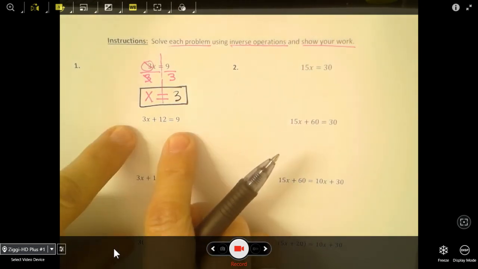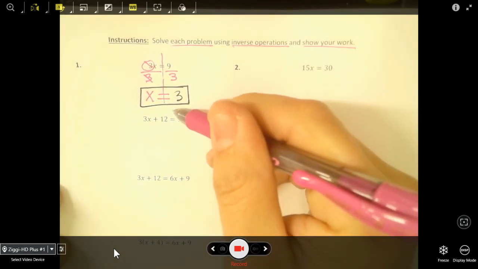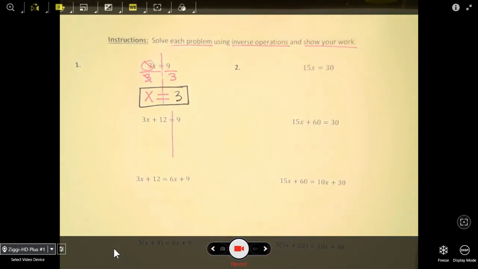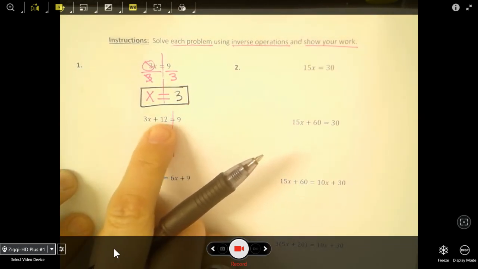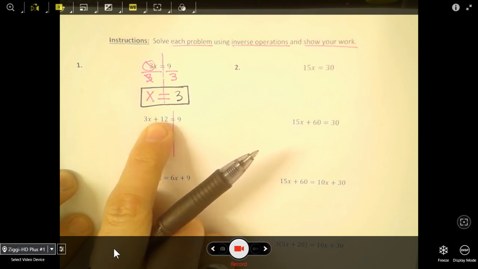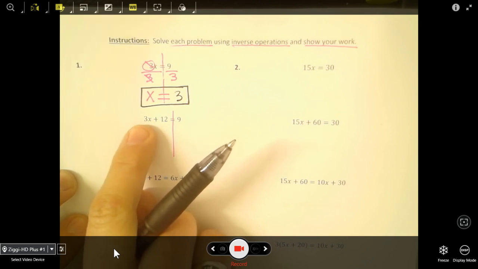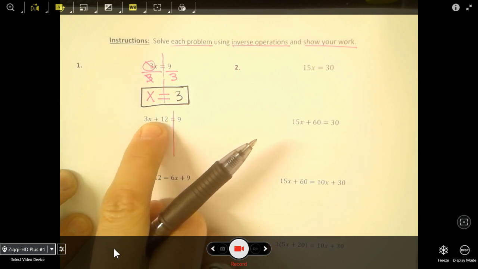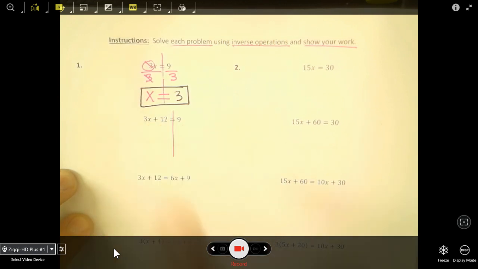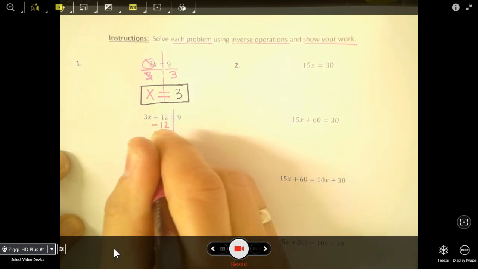So next, I'm going to go to the second one. On this second one, we're going to start the same way. I'm going to draw my line through my equal sign. The only difference is, instead of just having 3x, we have a 12 over here. So we need to move this 12, this constant value, over to the other side of the equation before we can divide out our 3. The way I do that is always by doing the opposite of whatever is occurring. Right here, we're adding 12, so we're going to do the opposite, which is to subtract 12. So instead of adding, I'm going to put minus 12.